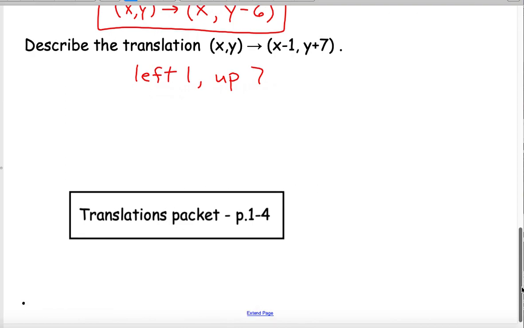And that's basically it. So I'd like you to do, you don't have a packet, it'll just be worksheets 1, 2, 3, and 4, and then you'll be done.